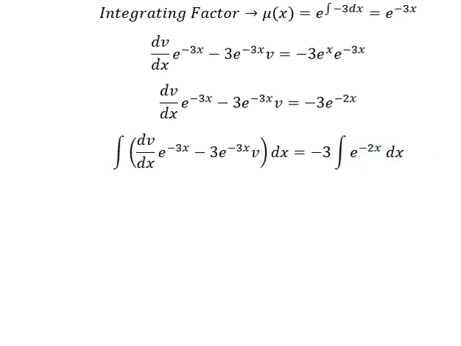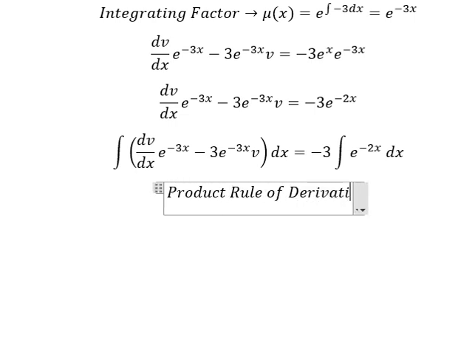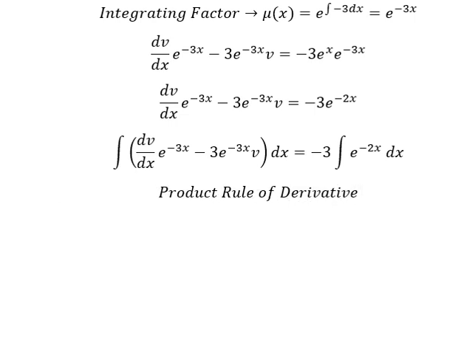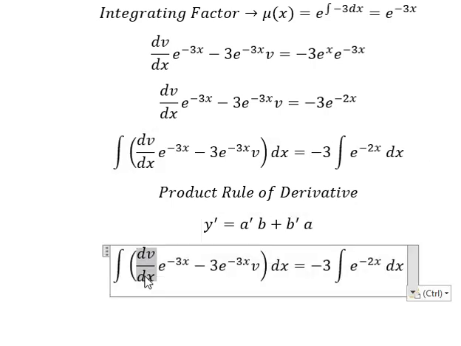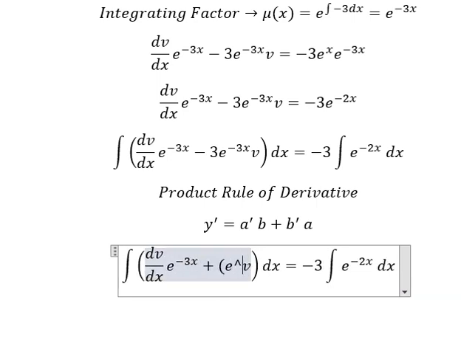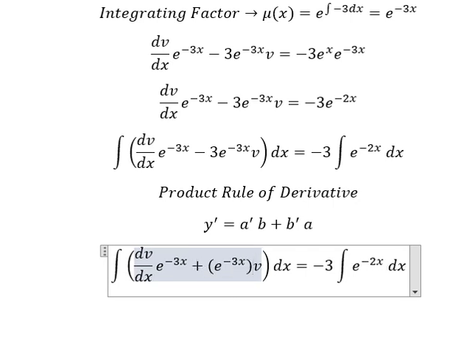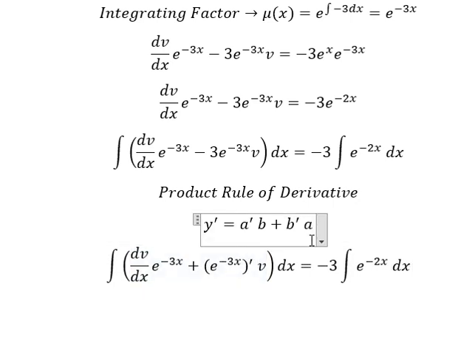So we can use the product rule of the derivative. So we have the first derivative of y equals the first derivative of a multiplied by b plus the first derivative of b multiplied by a. So this one, we have the first derivative of a multiplied by b. This one, we have the first derivative of b multiplied by a. So the integration of this one, we have y equals ab.